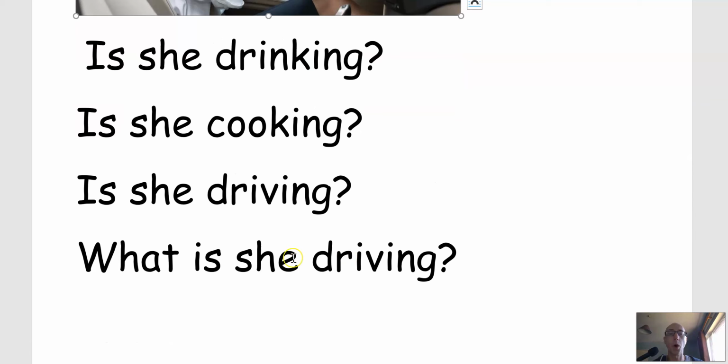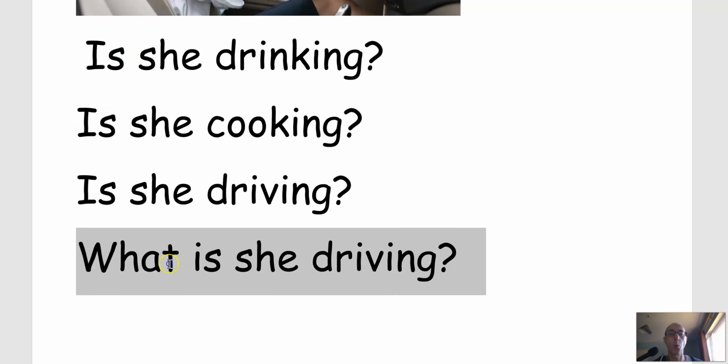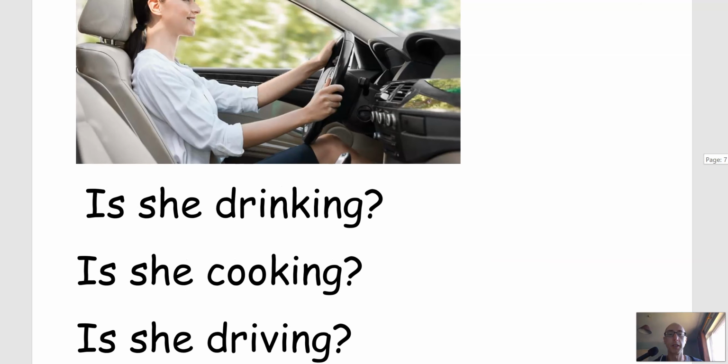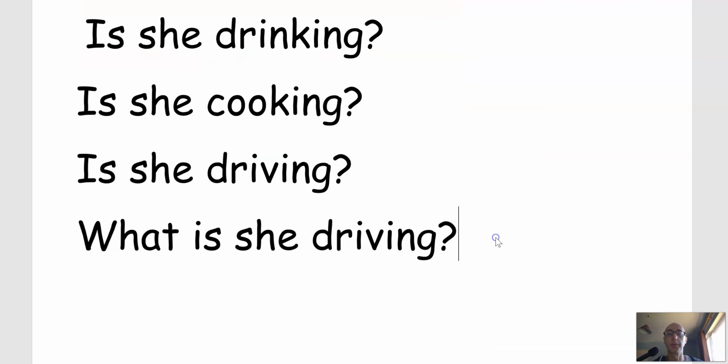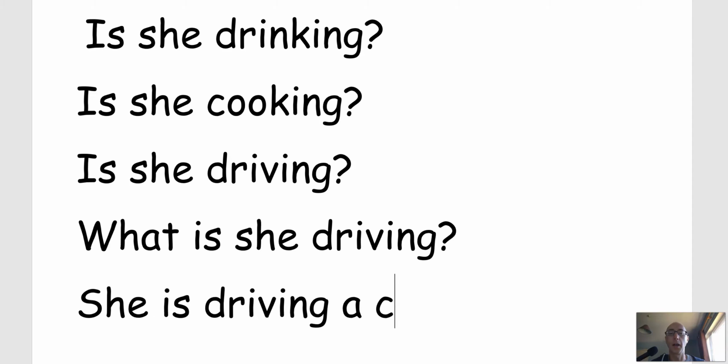Now we're going to make a what question. The question is, what is she driving? Is she driving a plane? Is she driving a lorry or a truck or a van? What is she driving? She's driving a car.